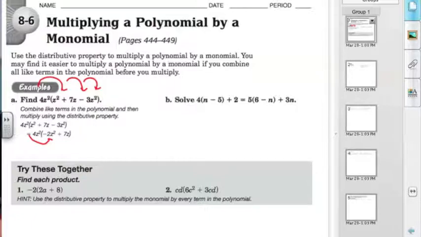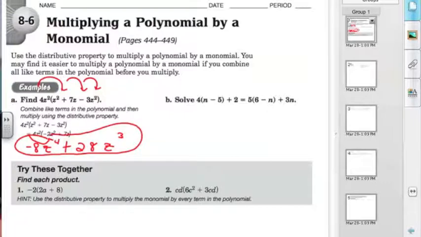So 4 times negative 2 gives you negative 8. Z squared and z squared, well, that gives you a total of z to the 4th. And now we multiply 4z squared times the last thing in the term. So we have 4 times 7 gives you 28. I have 2 z's and another z. That gives me 3 z's. It's a positive times a positive, so I get plus. So there's my answer there. Negative 8z to the 4th plus 28z cubed.